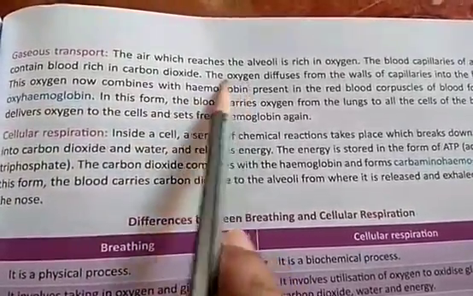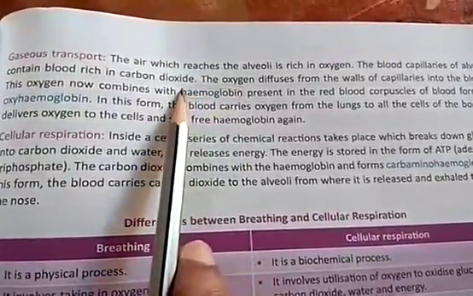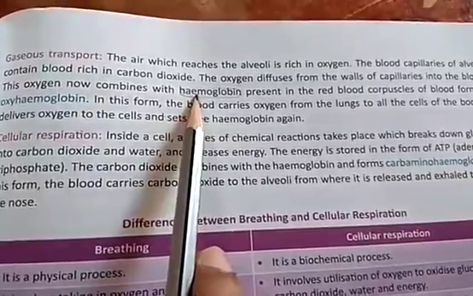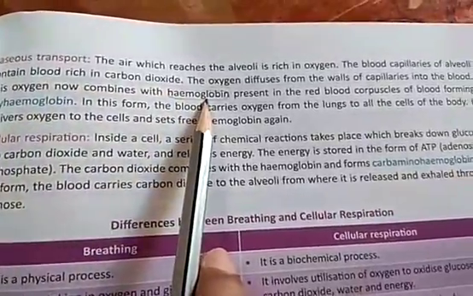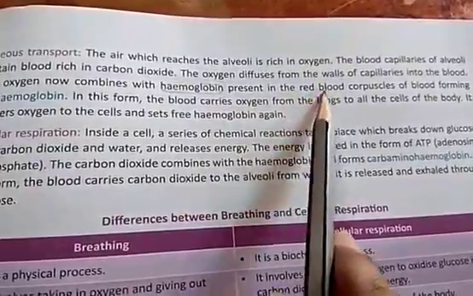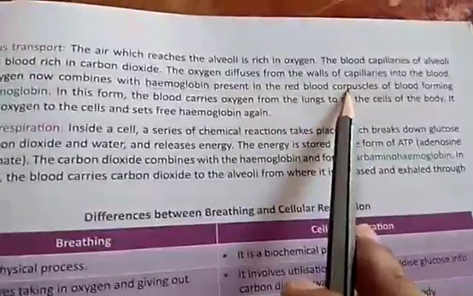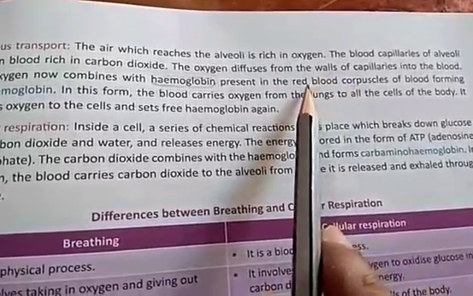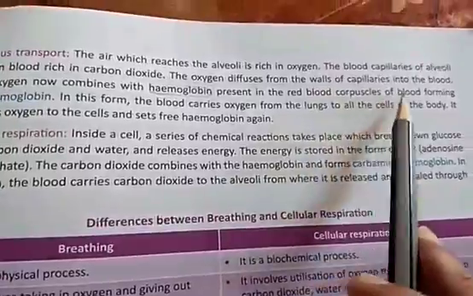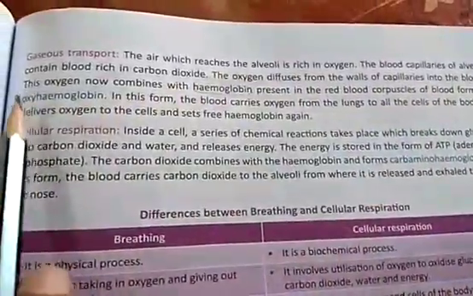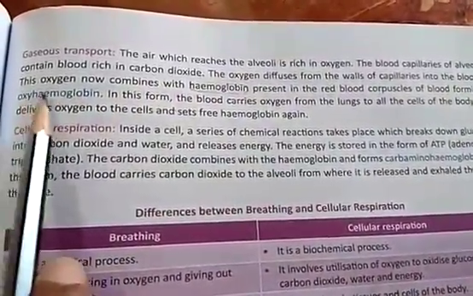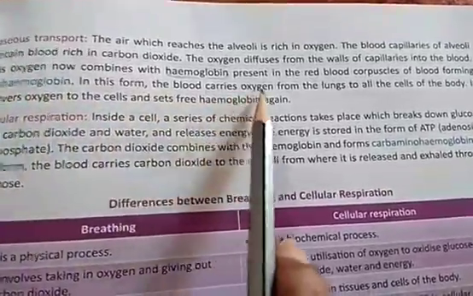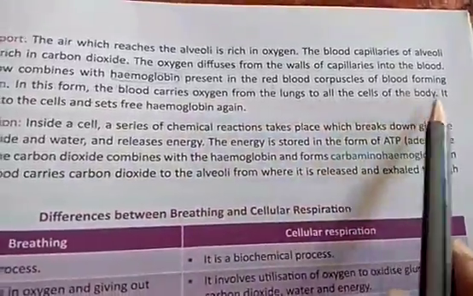Now students, hemoglobin is a protein pigment, and it is found in your RBC. It is a type of protein. So the oxygen binds with the hemoglobin. Here it is written RBC. The full form is red blood corpuscles. Sometimes we say red blood cells, but the correct full form is red blood corpuscles. Then the blood forms oxyhemoglobin. Oxyhemoglobin means the hemoglobin to which oxygen is attached. Now in this form, the blood carries oxygen from the lungs to all the cells of the body.